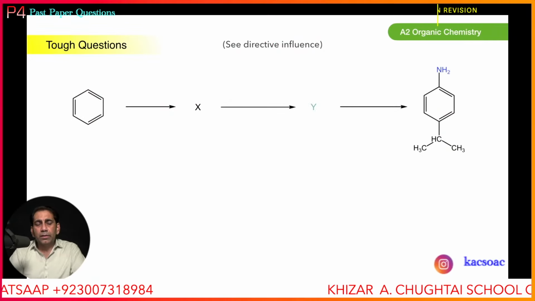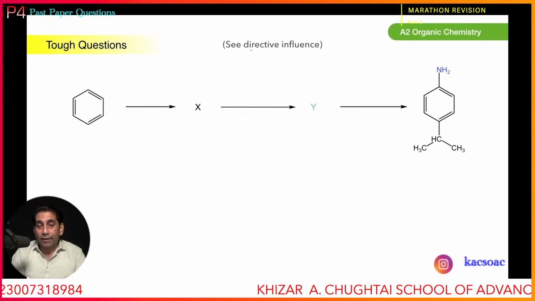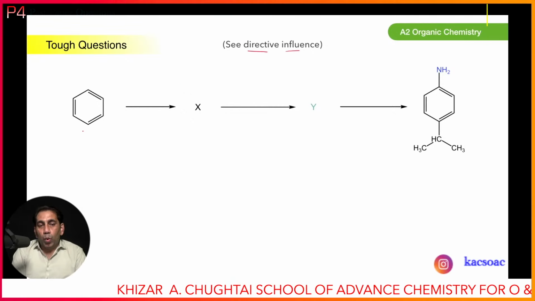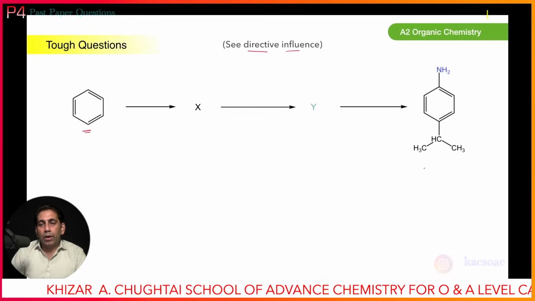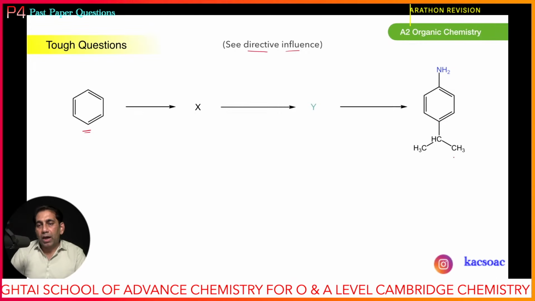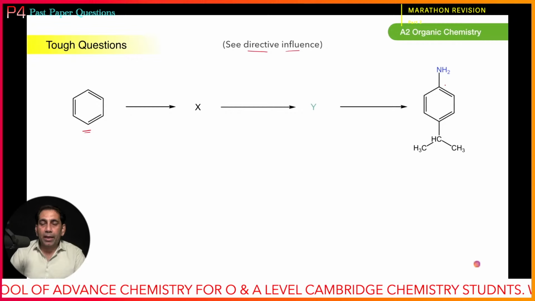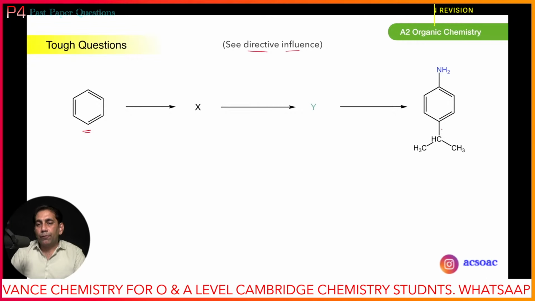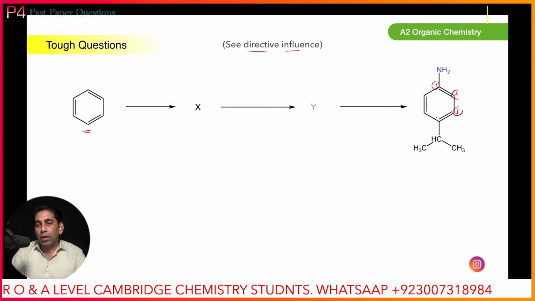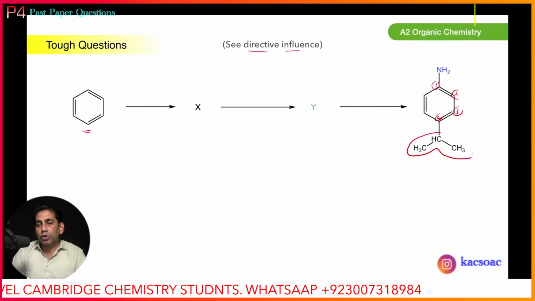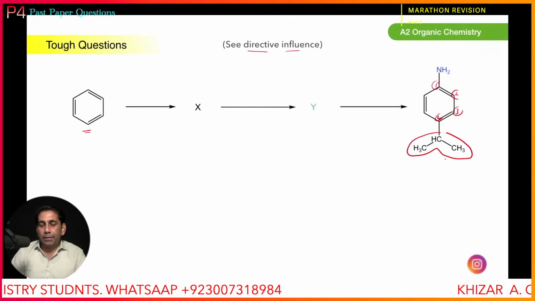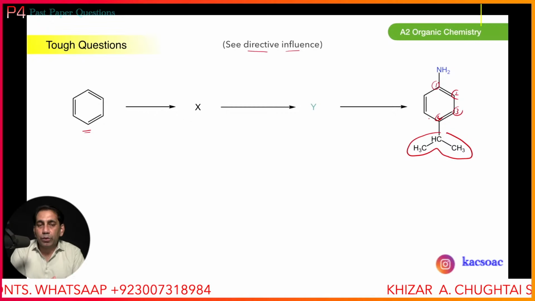Next question is this one. Once again, we will have to see the directive influence of the different groups. We are starting from the benzene ring. We are finishing with this compound that is basically 4-isopropyl phenylamine. This is position number 1, 2, 3, and 4. 4-isopropyl or secondary propyl, and phenylamine is the name. So how to convert this benzene into this one?